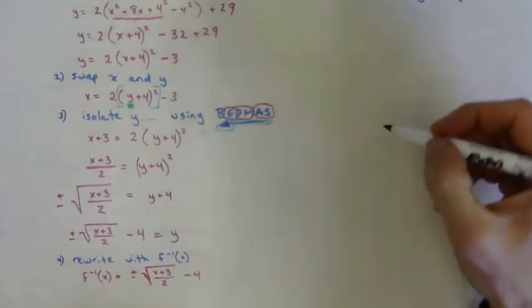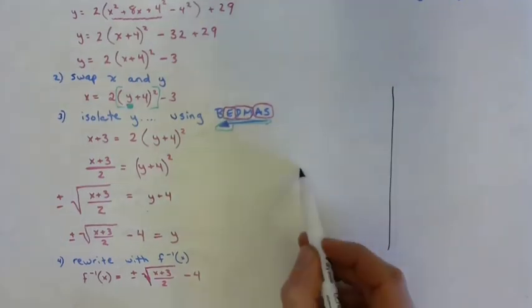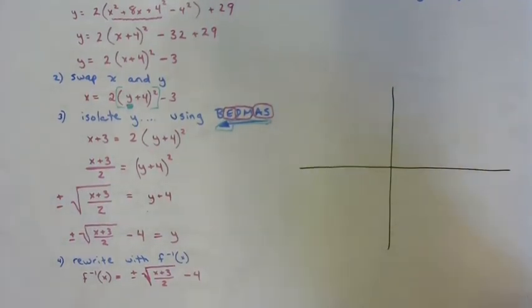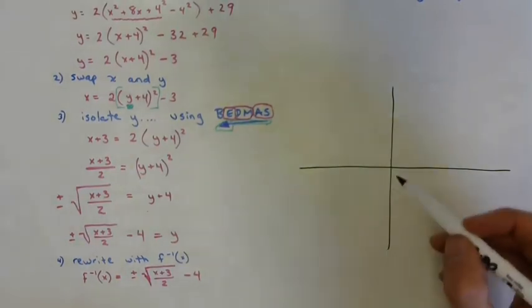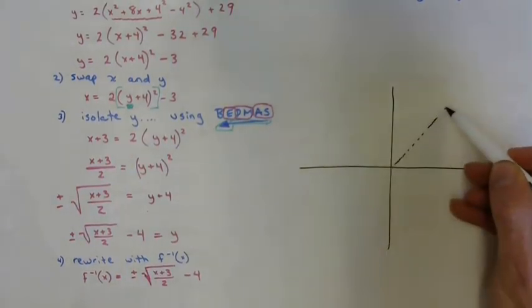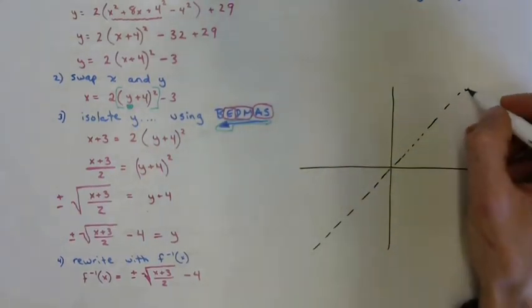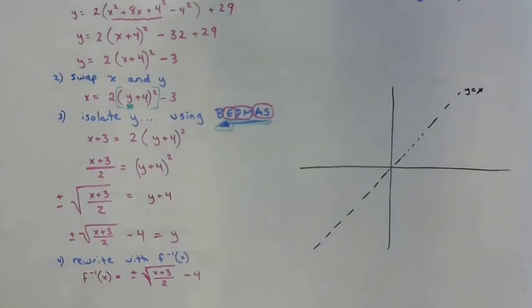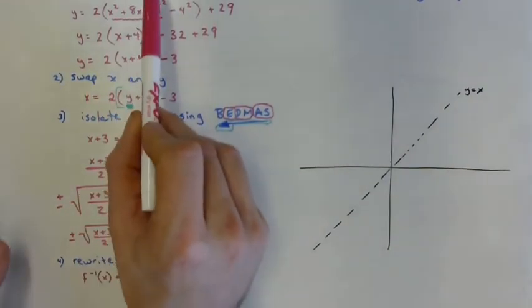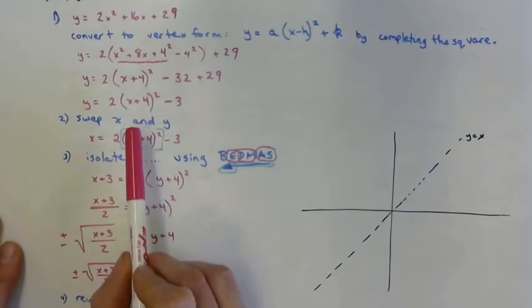First step on your graph, you're going to want your axes cutting right through the middle. Ours is kind of to the right. That's okay, it is what it is. It's not in a great spot, but that should work. And you're just going to draw your dotted line, y equals x. Okay, y equals x.